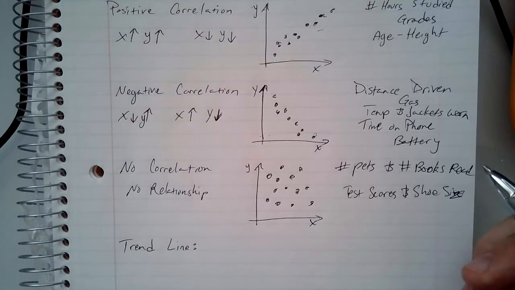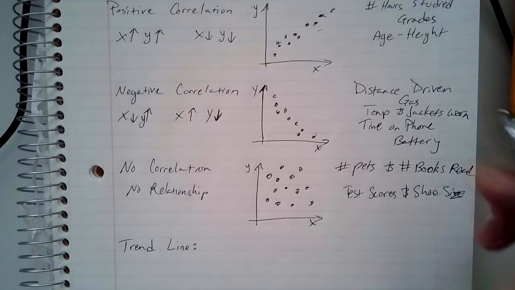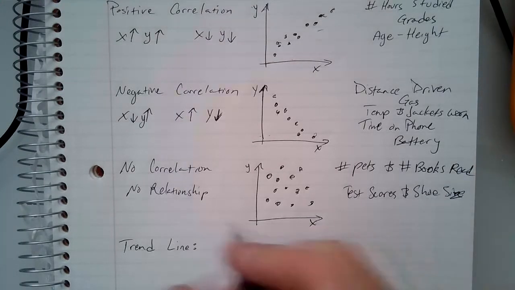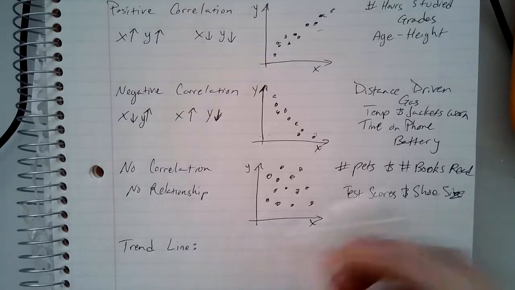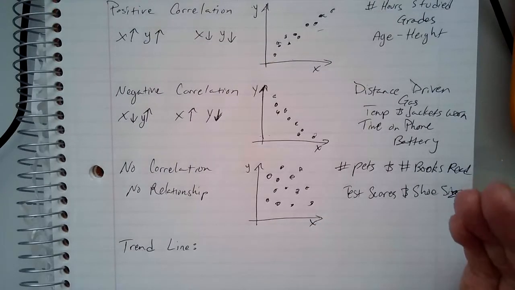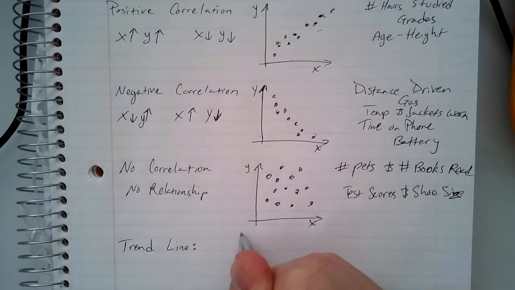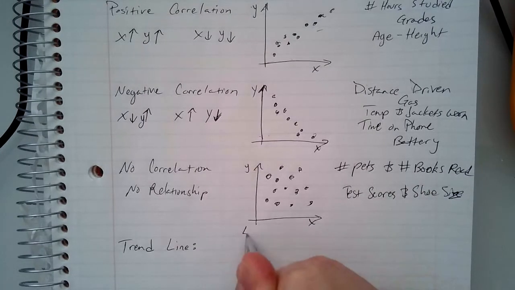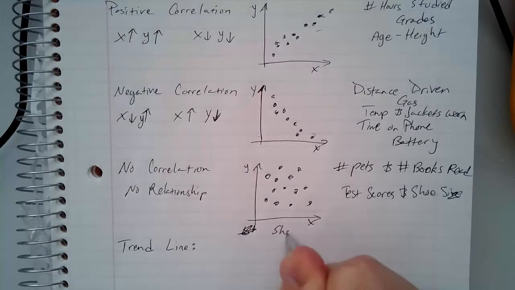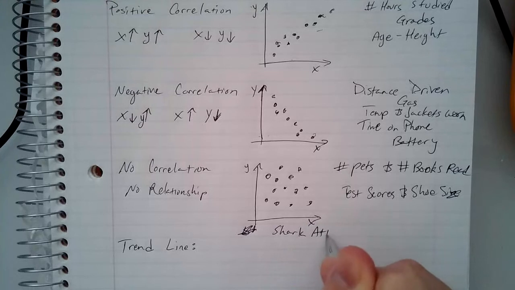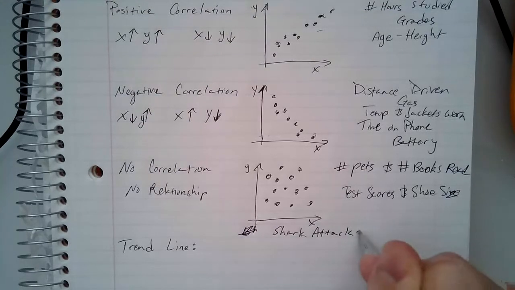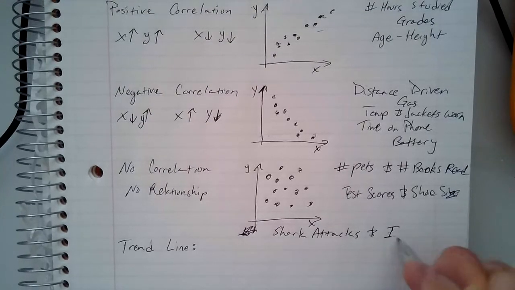Okay. My favorite one, you can go ahead. I'll Google this. It's something that looks like it's correlated. All right, it's actually very much correlated. Look up. I'll give you some time here. Look up shark attacks and ice cream sales.